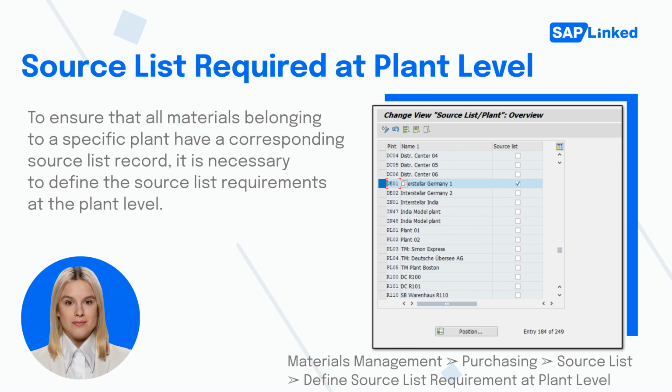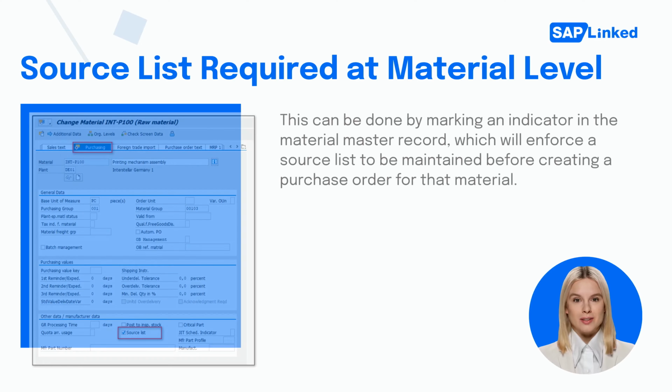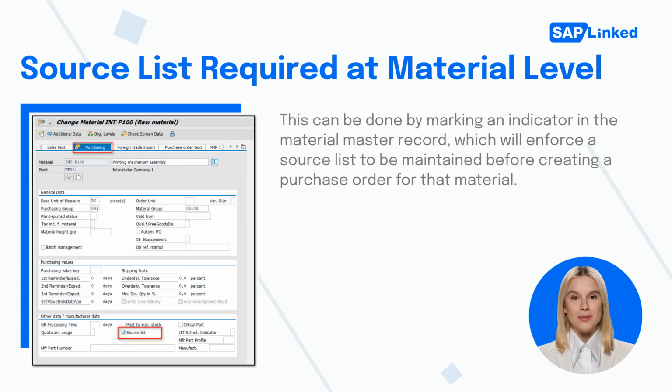Save the changes. To require a source list for specific materials, skip the plant level configuration and set the source list requirement at the material level. This can be done by marking an indicator in the material master record, which will enforce a source list to be maintained before creating a purchase order for that material. To do this, go to transaction code MM02 and access the relevant materials in change mode. Then go to the Purchasing tab and check the source list indicator.